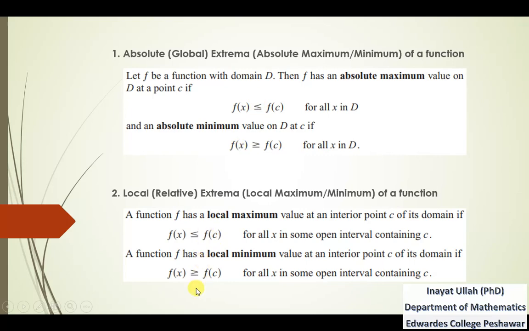You see here, the definition is the same, but this result is true for all values of x, and this result is true for all x in some open interval containing this c. So "for some" means nearby this f(c), and "for all" means throughout the domain. So that is the main difference between these two extrema.